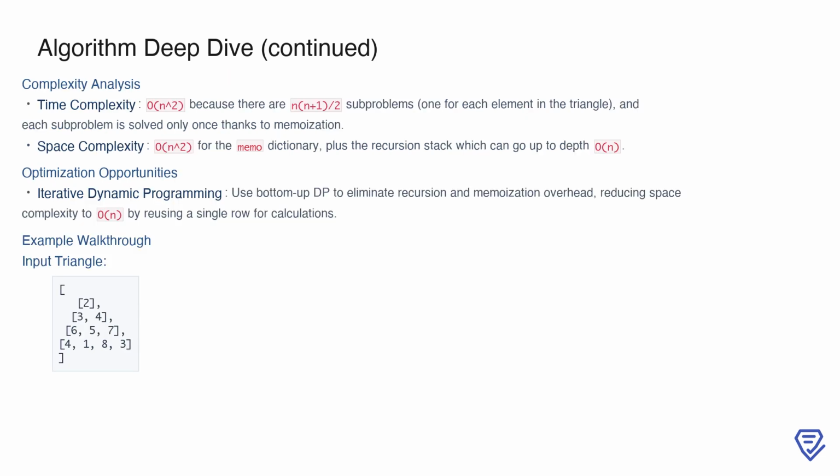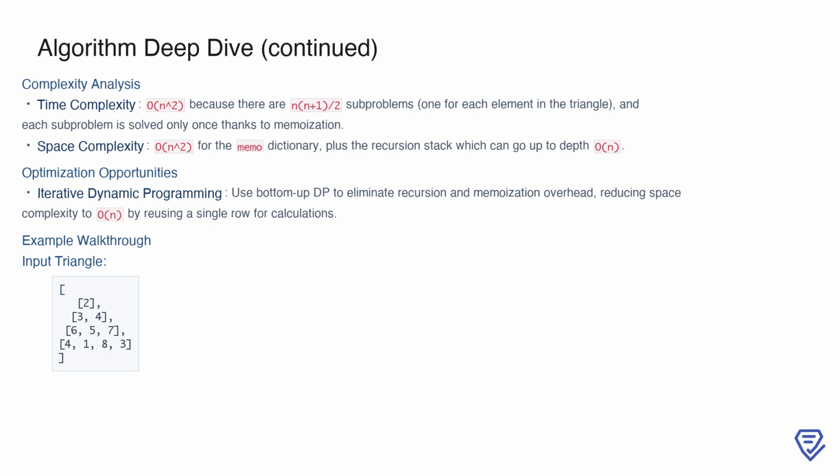The recursive solution with memoization achieves a time complexity of n squared, because there are n(n+1)/2 elements in the triangle, and each element is computed only once. The space complexity is also n squared, due to the memo dictionary, though additional space is used by the recursion stack, which can go to a depth of n.